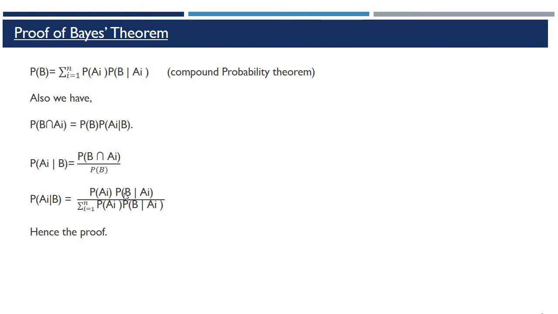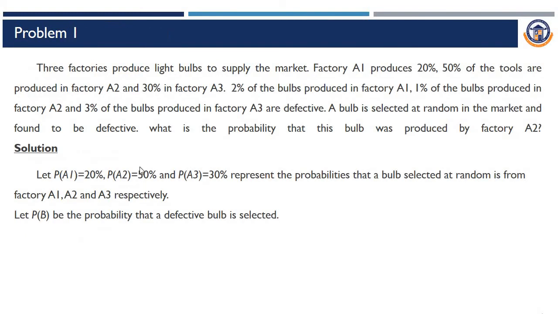Next, we can see a problem. Three factories produced light bulbs to supply the market. Factory A1 produces 20% of the items, factory A2 50% of the items, and factory A3 30% of the items produced.